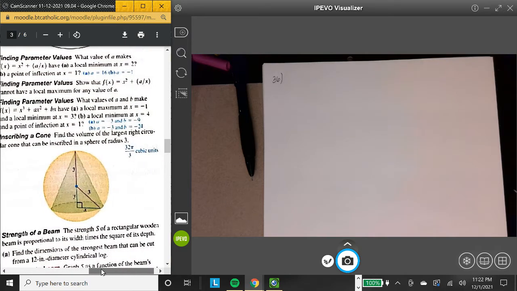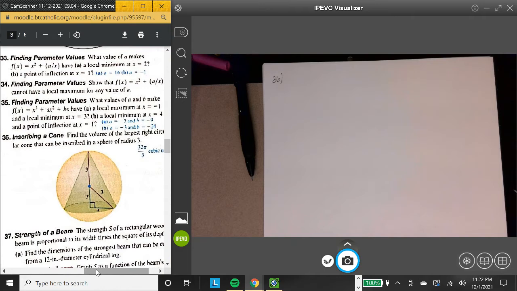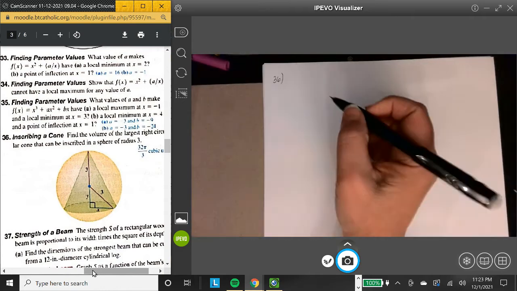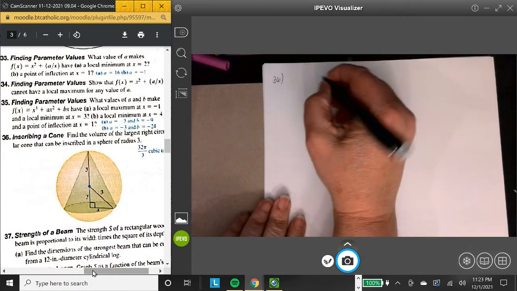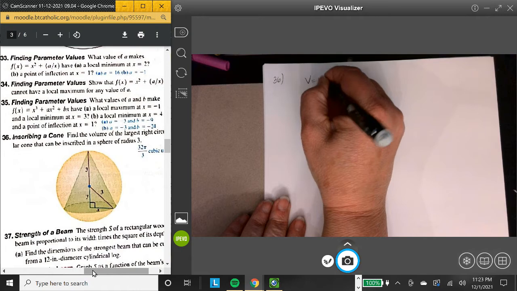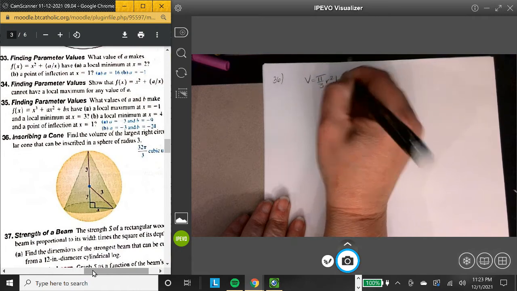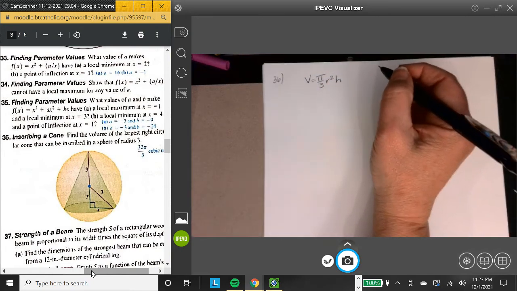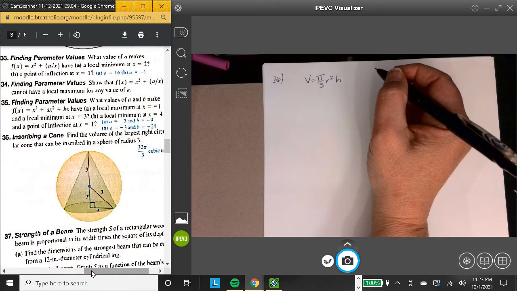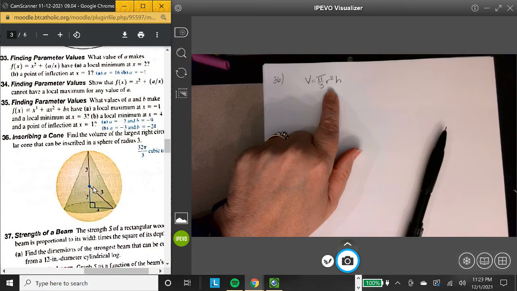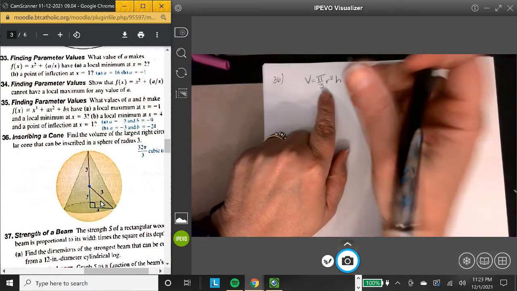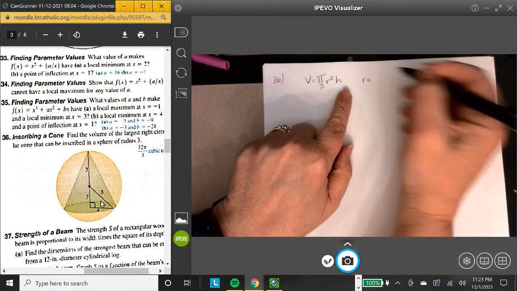I like 36 because it really helps point out in your picture. It tells you a lot. So it says find the volume of the largest right circular cone. So the volume of the cone is equal to pi over 3 r squared h. It's a third of the cylinder, okay? I got too many variables here. But I want you to please notice we can use Pythagoras to help us eliminate some of the variables, okay? But we have to figure out what r is in terms of x and h.